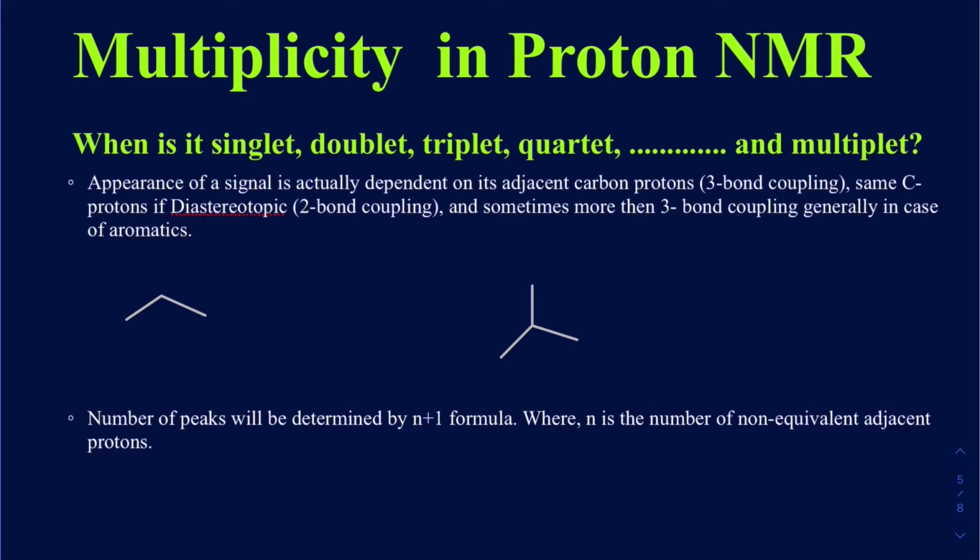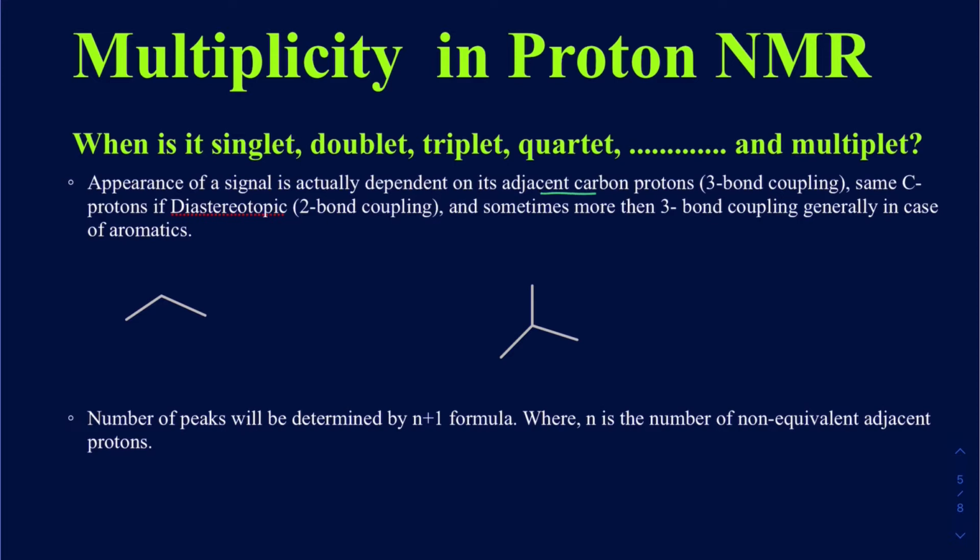Hello everyone, in this video I'm going to be talking about how to determine in proton NMR when a particular signal is going to be a singlet, a doublet, triplet, quartet, and so on. Singlet, doublet, triplet are actually the number of peaks that you're going to be seeing in a given signal. How many signals you're going to get really depends on how many different protons you have, and then what kind of signal that's going to be, whether it's going to be a singlet, doublet, actually depends on the adjacent carbon protons.